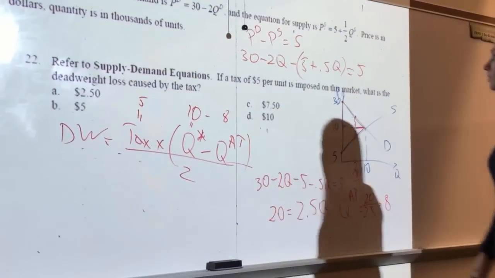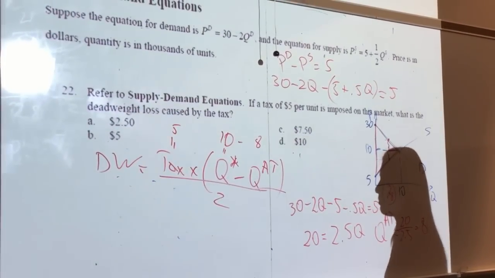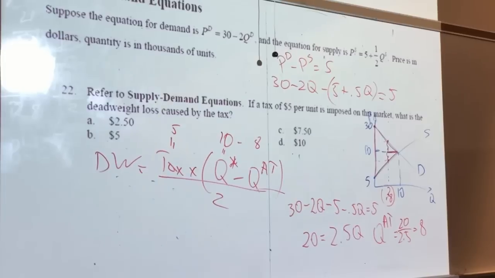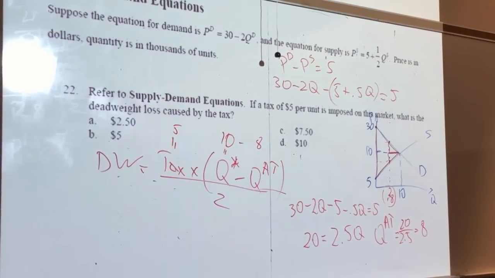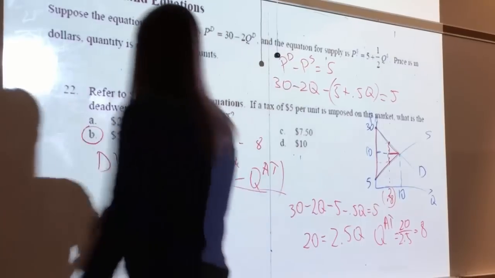Right? And then what is the deadweight loss then? 5. Now, I'm pretty sure I should be in thousands, but that's okay. 5,000.